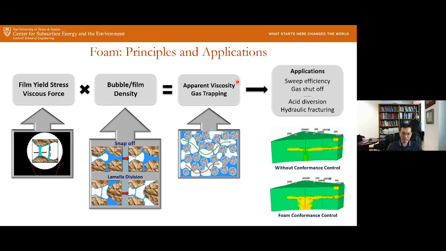A combination of high apparent viscosity and gas trapping is going to reduce the gas mobility, right? And if the gas mobility can be reduced, that's how we can use foam to control the gas mobility, for example, improving sweep efficiency or shutting off gas coning or gas channeling. Foam applications have been extended into, let's say, using foam as an acid diversion agent, so you can divert acid from the undamaged zone into the damaged zone. And I'm sure that many of you are aware that foam has also been used as a very promising hydraulic fracturing fluid.